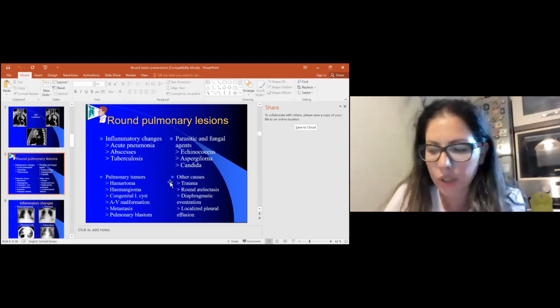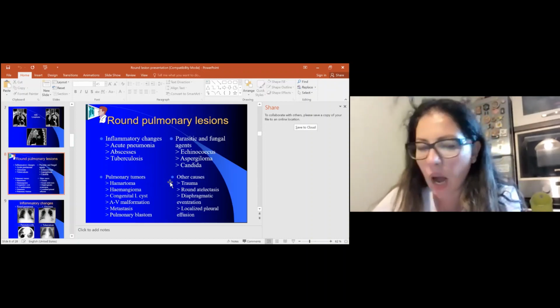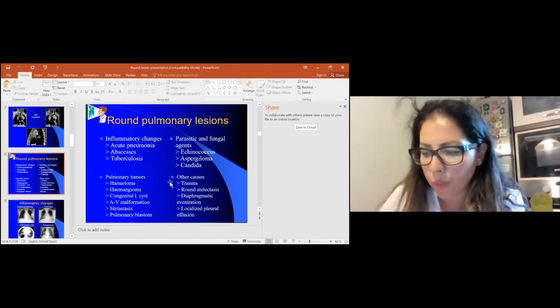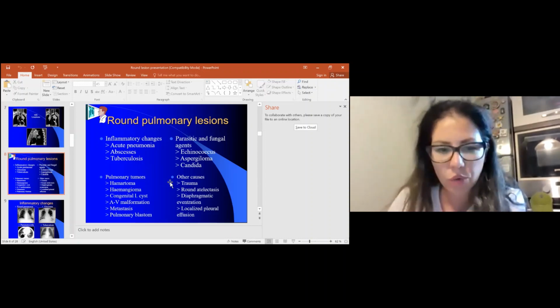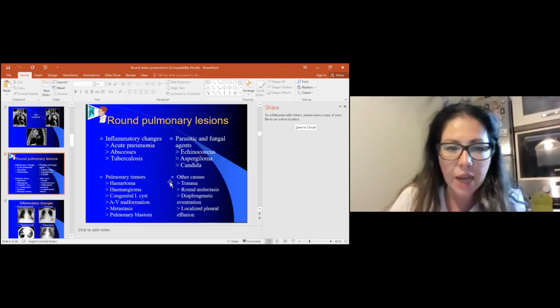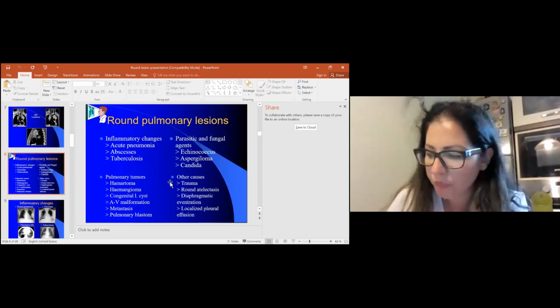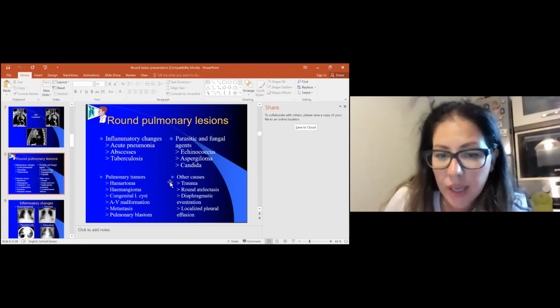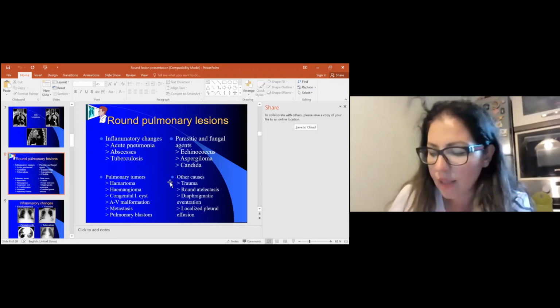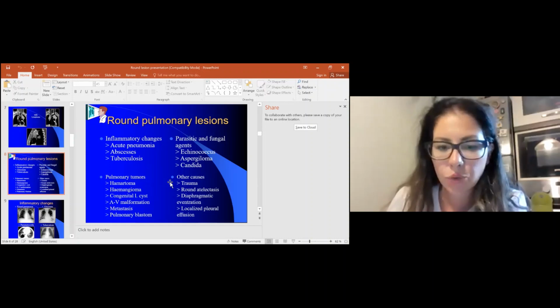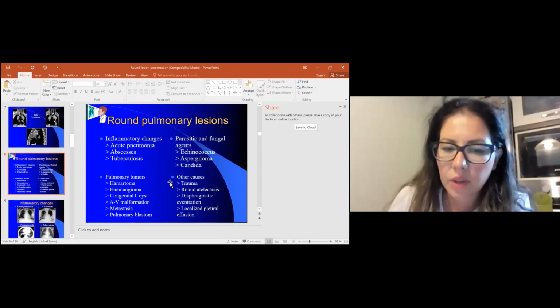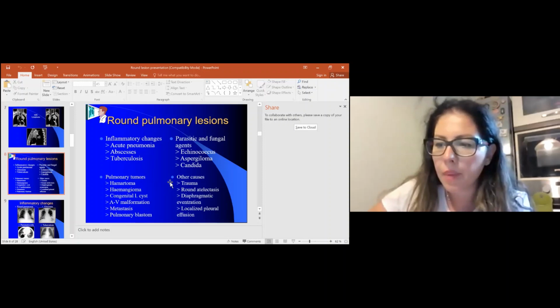Round pulmonary lesions. On this slide, we can see how we divide these round pulmonary lesions in 4 groups, the most common diseases presented as round pulmonary lesion in children. First group is inflammatory changes as acute pneumonia, abscesses, tuberculosis. The second is parasitic and fungal agents: Echinococcus, Aspergilloma, and Candida. The third is pulmonary tumors: hamartoma, hemangioma, congenital cyst, other malformations, metastasis, pulmonary blastoma, and other causes like trauma, round atelectasis, diaphragmatic eventration, localized effusion.